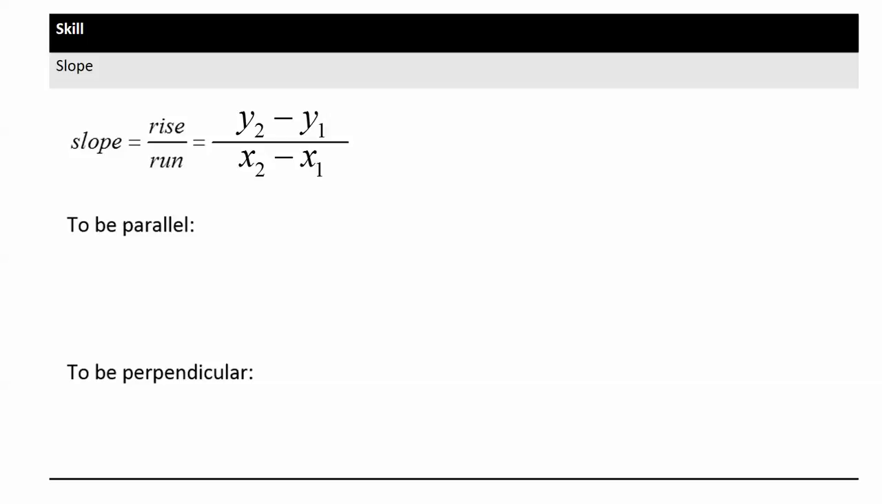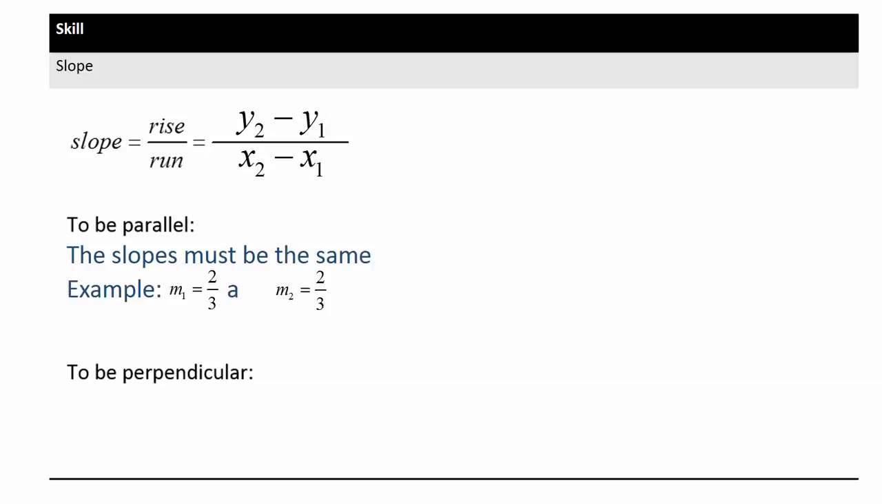Once we have a slope, we can compare the two lines and decide if they are parallel. That is, the slopes must be the same. So for example, if you had one slope equals 2/3 and the second slope also 2/3, they would be parallel.